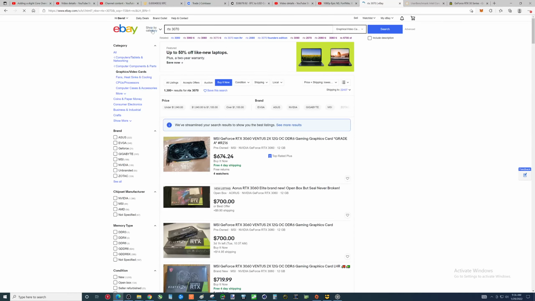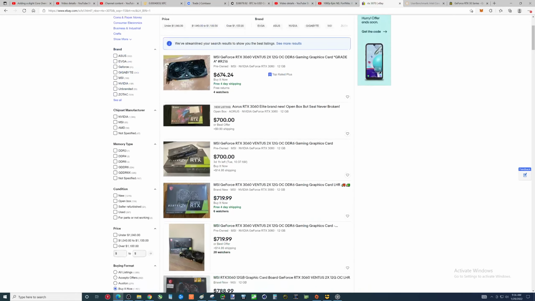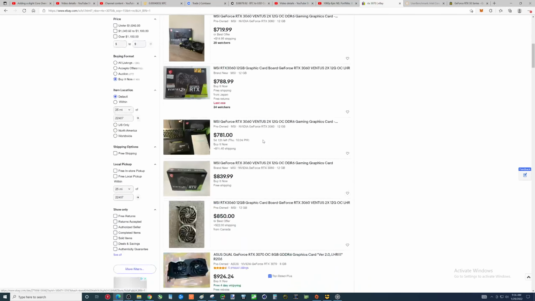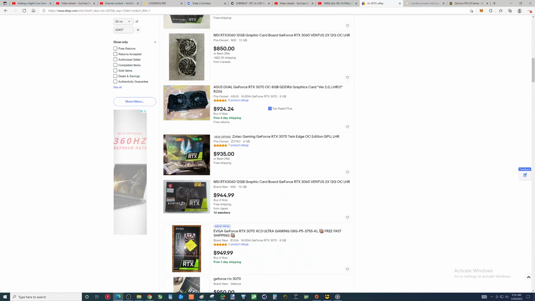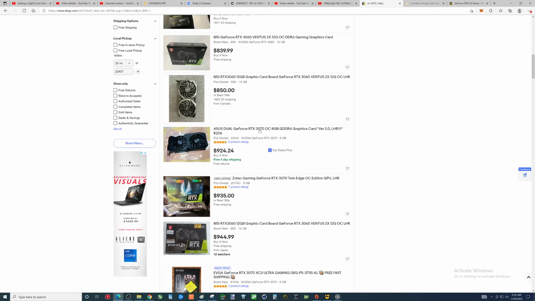So we're going to look at a bunch of graphics cards. RTX 3070, if we can find an actual 3070 instead of these 3060s. I don't know why these are popping up, but pre-owned. So starting to see prices come back down to where they were quite a few months ago.